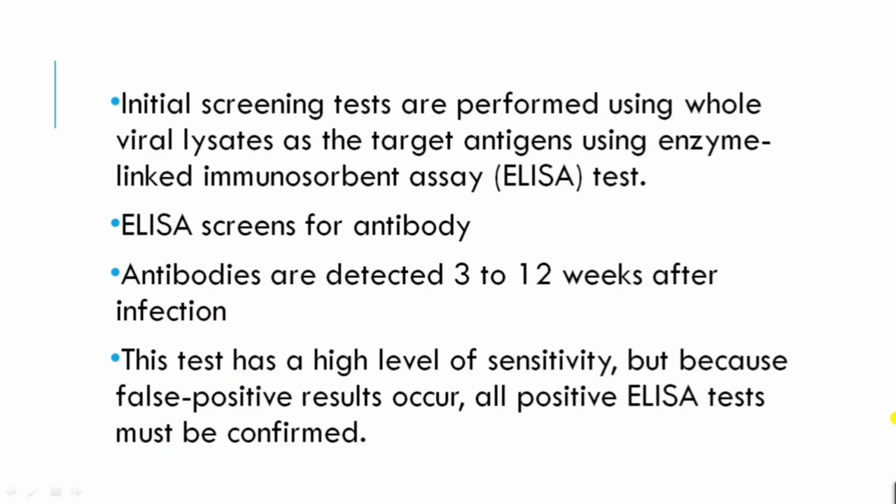So, the screening test done for the identification of HIV is ELISA or enzyme-linked immunosorbent assay. ELISA test screens for the presence of antibody in the patient's serum. Antibodies are detected in the patient about 3 to 12 weeks after exposure or after infection with HIV virus. This test has a high level of sensitivity, but there is a chance that it can cause a false positive test result. So all the positive ELISA tests must be confirmed with the confirmatory test.